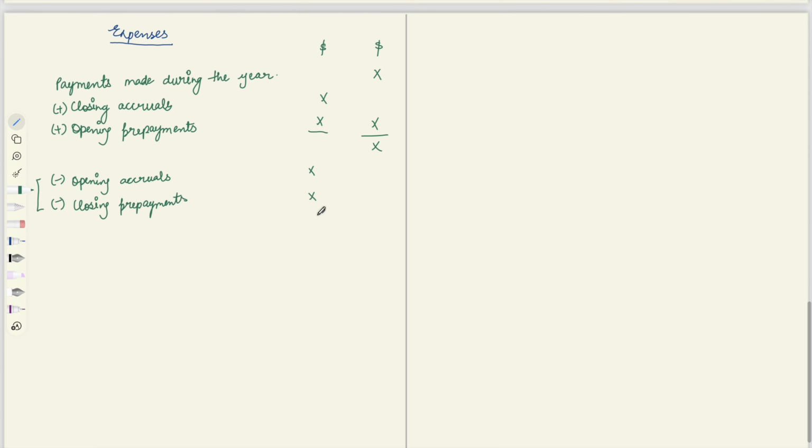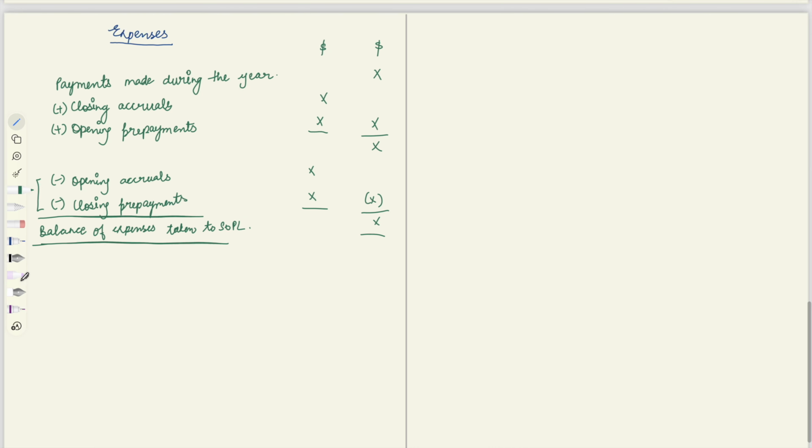Okay, again, what is it? This is the balance of expenses taken to statement of profit or loss.